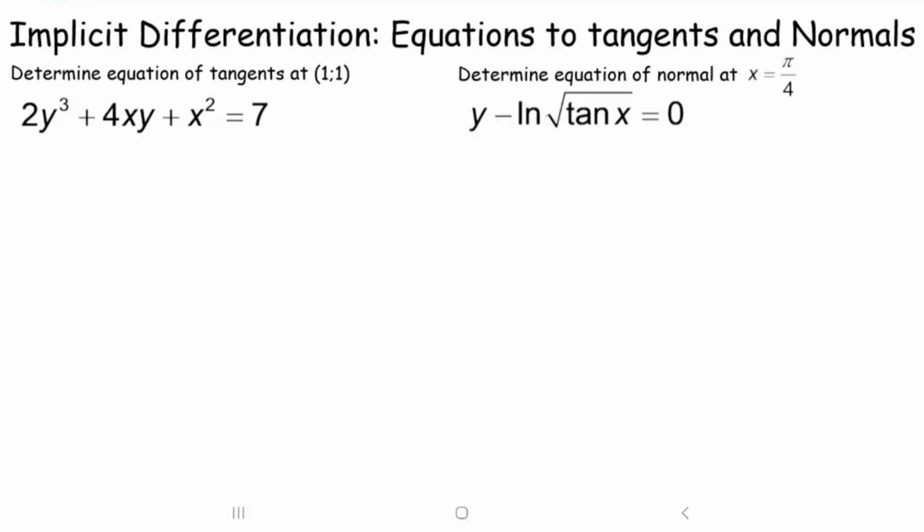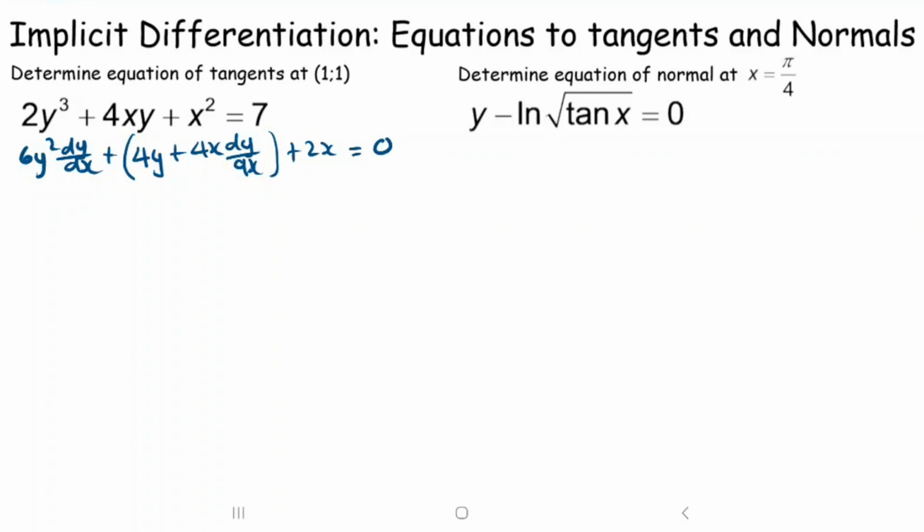So we've got an implicit formula here, so we have to implicitly differentiate this. So let's start with the first one. This will be 6y squared dy/dx, plus we'll take the product rule here. Differentiate the first term, which is 4, keep the next, plus keep the first term, differentiate the second, which is dy/dx. And then the derivative of x squared is just 2x, and the derivative of 7 is 0.